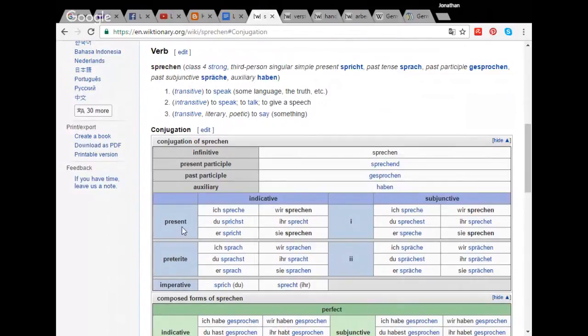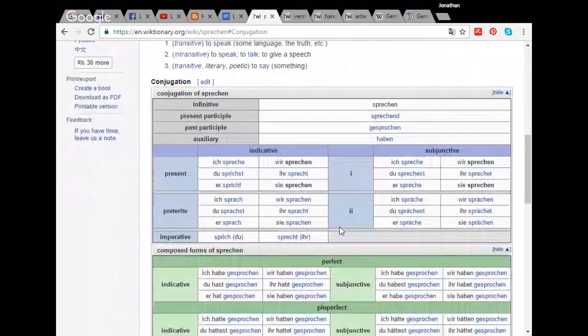So you can see that in German, you have the present indicative here. So ich spreche, du sprichst, er spricht, wir sprechen, ihr sprecht, sie sprechen. So those forms there. There is a subjunctive form. There's a preterite form, like ich sprach. There's an imperative, sprich.